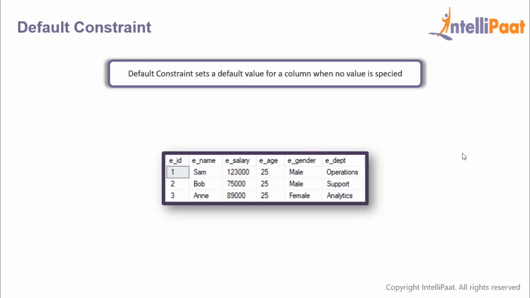Then we have the default constraint. So the default constraint is used to provide a default value for a column. So the default value will be added to all the new records if no other value is specified. For example, if we assign the default constraint to the EH column and set a default value of 25, then all the entries of this column will have the default value of 25 if no other value is specified during insertion.